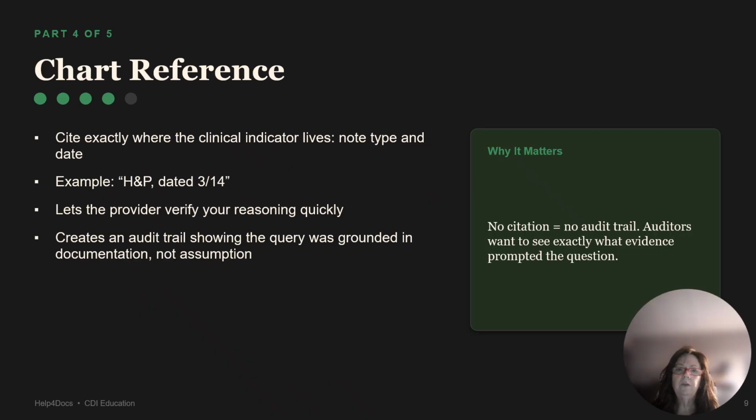So for your query to be compliant, it should reference exactly where the clinical indicators are in the chart. You should be pointing to a specific note, date, or location, like, for example, H&P dated 3/14. So this does a couple things. It lets the provider verify your reasoning very quickly, and it creates an audit trail showing that your query was grounded in real documentation and not an assumption.